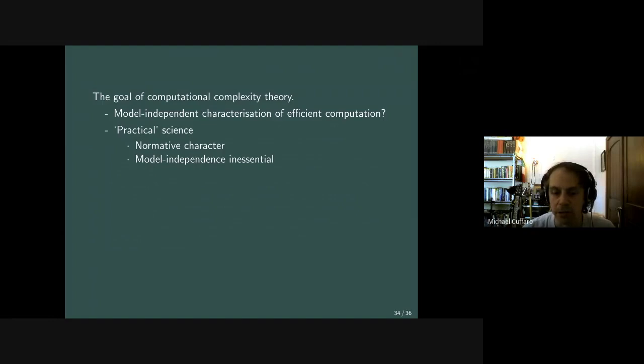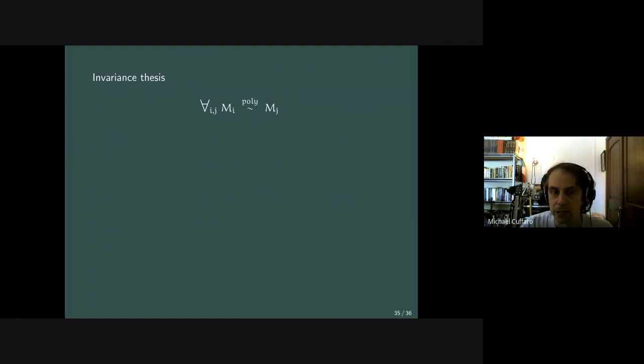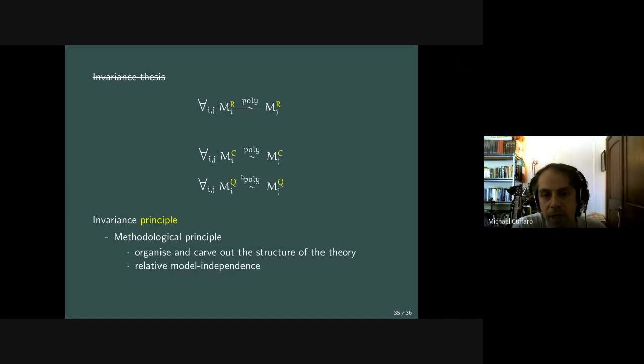Now, with respect to the invariance thesis, although I argued against this thesis as something that underlies complexity theory, I think that it's an extremely useful notion. And it's even more useful when we transform it from a thesis to a principle. Even though the invariance thesis may not be true universally, and first of all, it's defined with respect to reasonable models, it's still the case that we have discovered that, at least so far, every classical model that we can think of is polynomially equivalent to every other classical model.